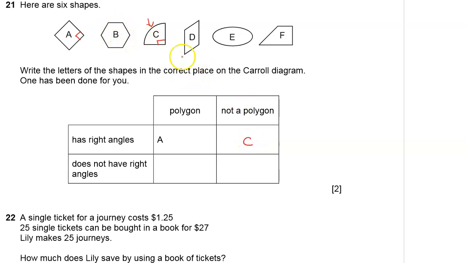B does not have 90 degrees. D also, E has no. Then F has got 90 degrees right there, and it is a polygon. So F goes right there. The last row does not have right angles, and it's a polygon. Of course, B does not have right angles, but it is a polygon, many sides. D either does not have right angles but is a polygon. E does not have right angles and it is not a polygon. So E goes right there.